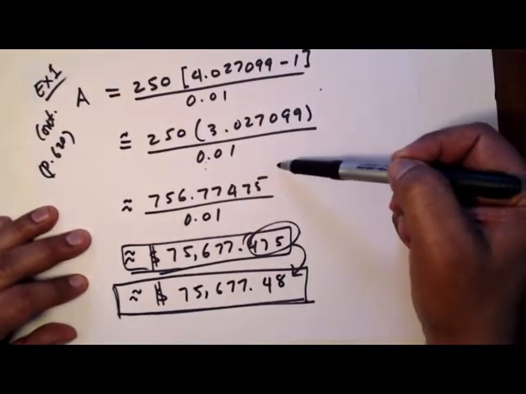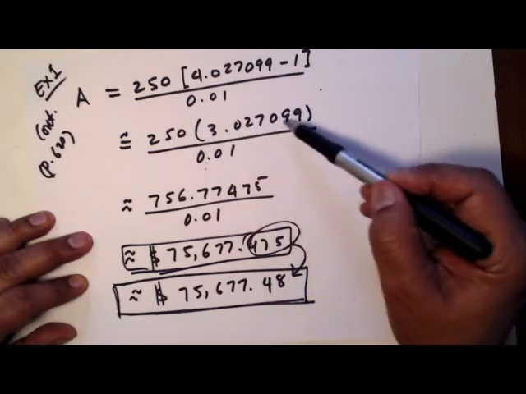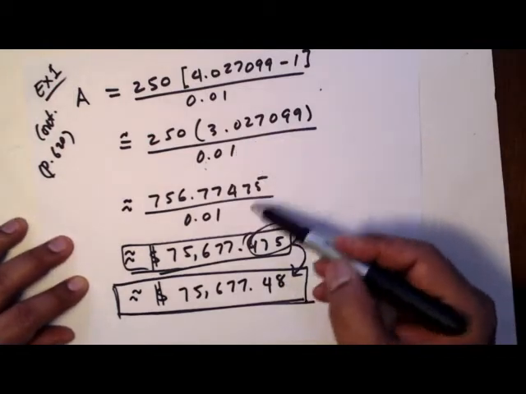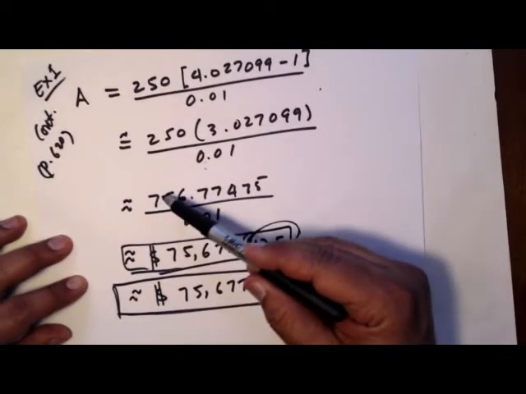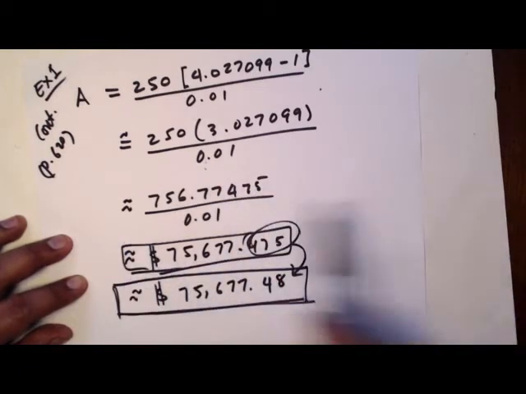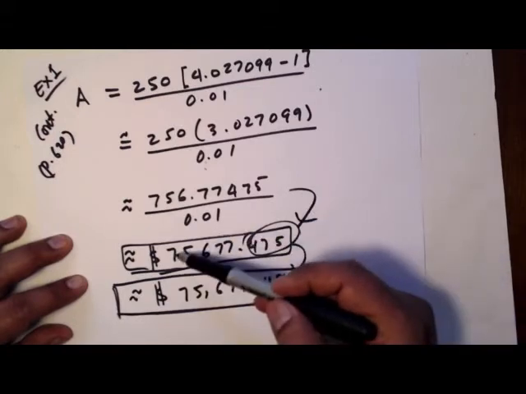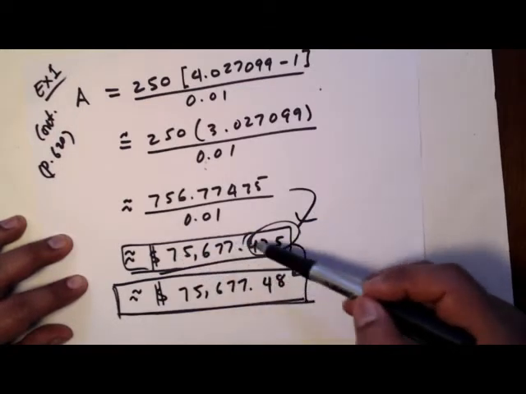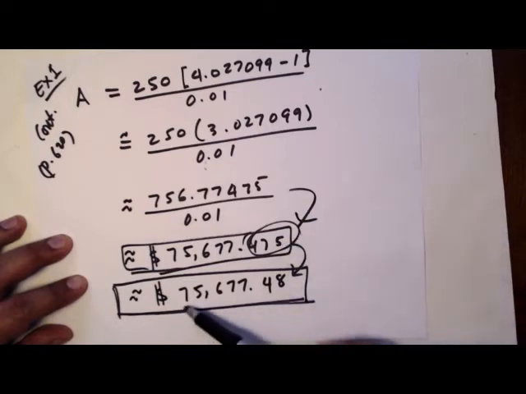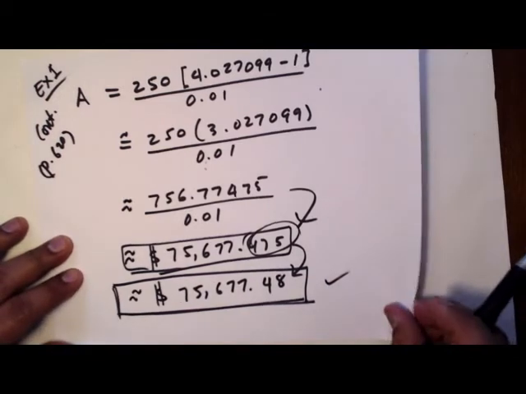You continue with the calculation, you get 250 times 3.027099 divided by 0.01. And that results into 756.77475 divided by 0.01, and that results into this number, 75,377.475, and then we round off this number to 75,377.48 cents, and that will be your answer in the book.